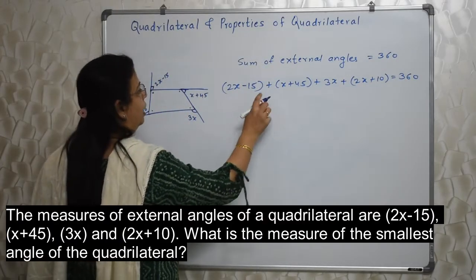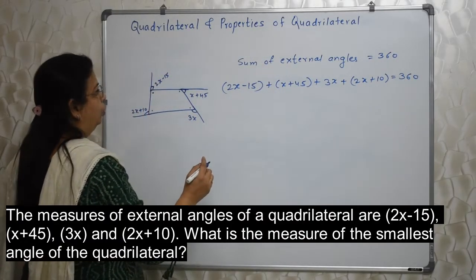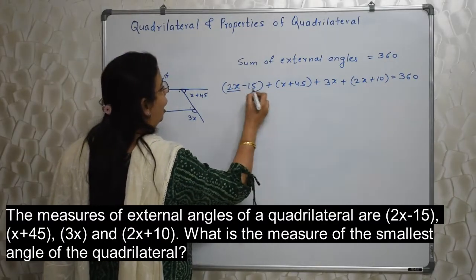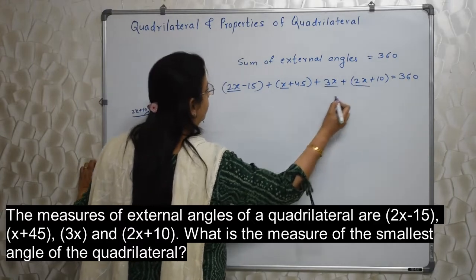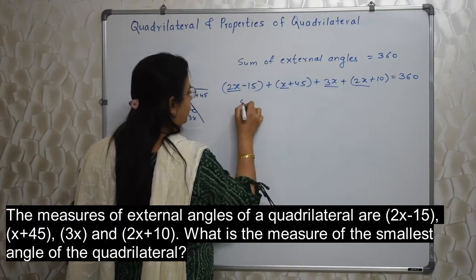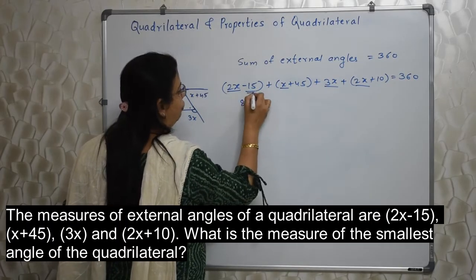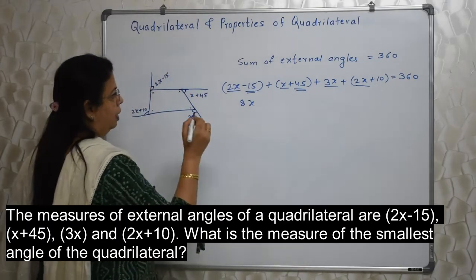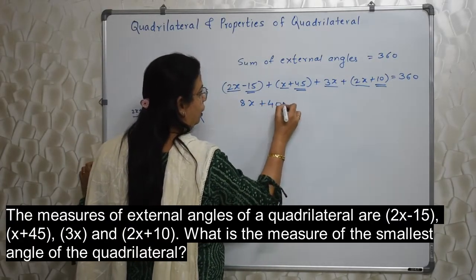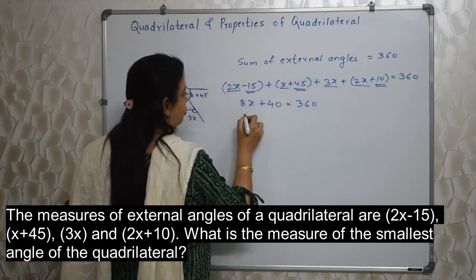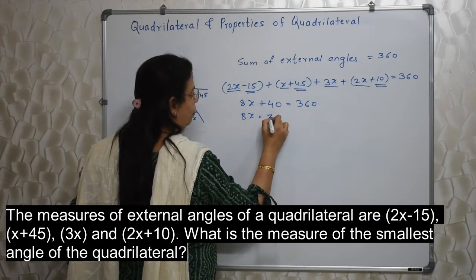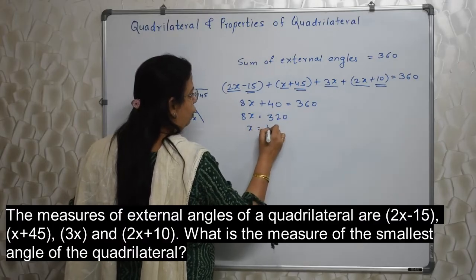So now, as there is plus, no tension about signs, we can just remove the brackets and add all x. 2x plus x, 3x, 6x, 8x. Minus 15 plus 45, so it is plus 30 and plus 10. So it is plus 40 altogether. That is equal to 360. Now it is very easy. 40 will go to the other side with minus. So it will be 320, x is equal to 40.